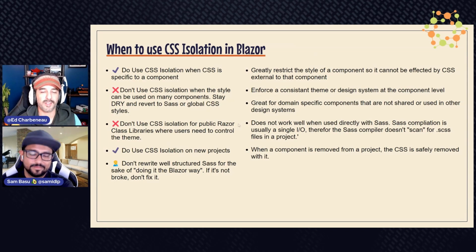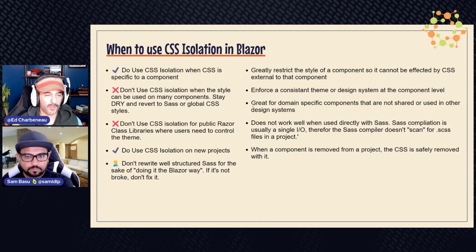One piece of advice here is if you already have some well-structured CSS or Sass code, don't rewrite that with CSS isolation just for the sake of doing it the Blazor way. If it's not broke, don't fix it. Don't go back and re-engineer it just because you're like, oh, this isolation thing is cool. If it's already working, you don't need to go back and rewrite it. So if it's a legacy app you're migrating, I wouldn't really concern yourself with this isolation stuff too much unless you feel like it's going to give you some tremendous value.